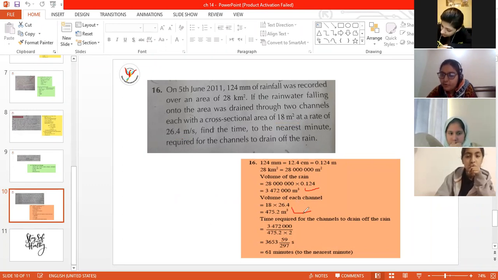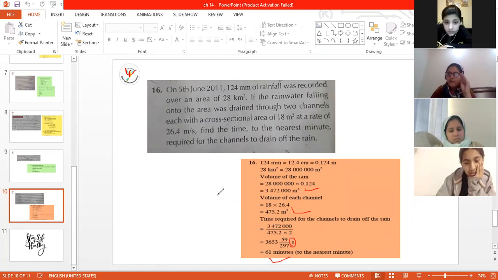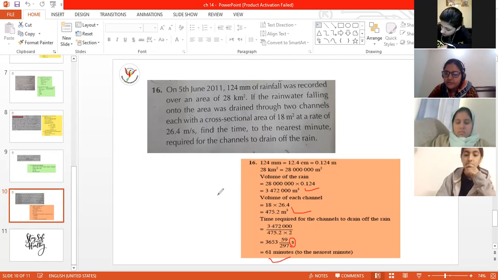Then dividing it with both, you will come to know the answer: 3653.59 something will be the answer. It will be in seconds. We have to convert it into minutes, so divide it by 60. The answer will be 61 minutes to the nearest minute. Just find the volume of the rain, divide it with the volume of the channel, and you will get the time which is required to drain off all the rainwater.